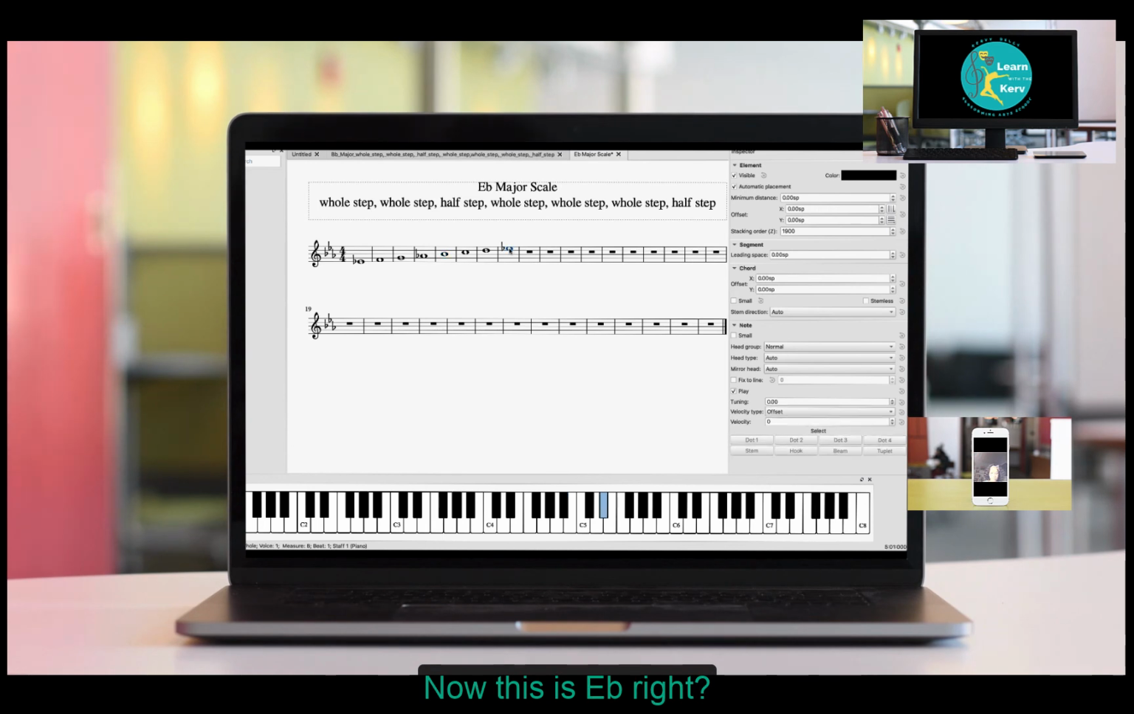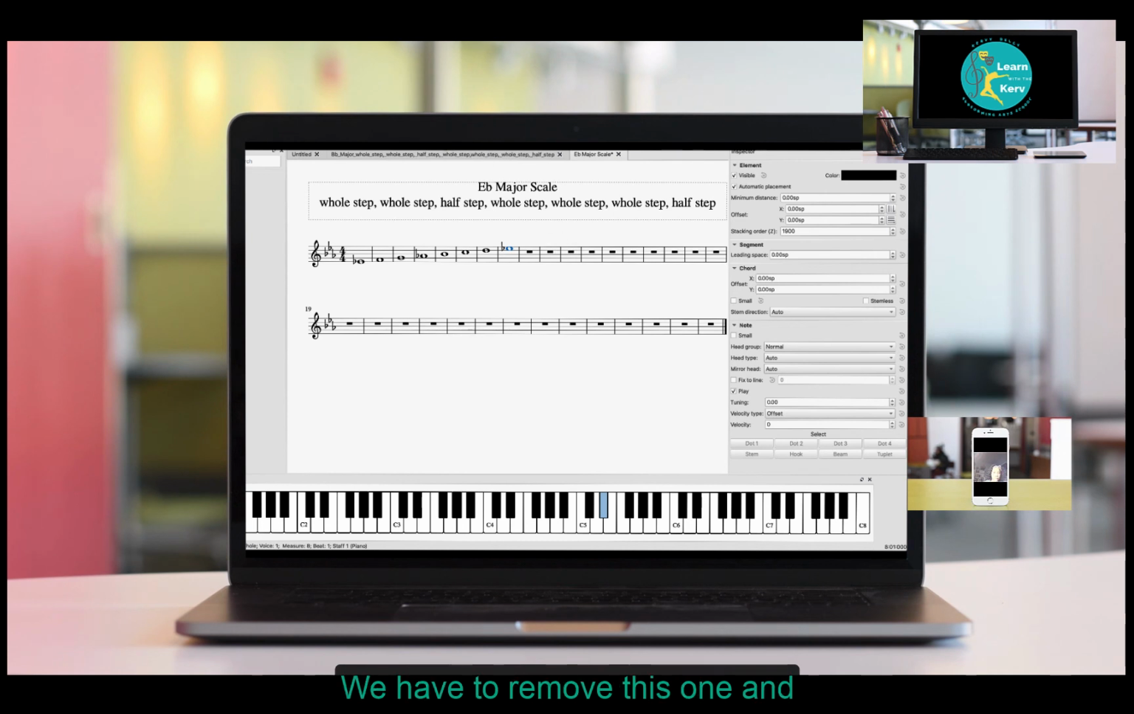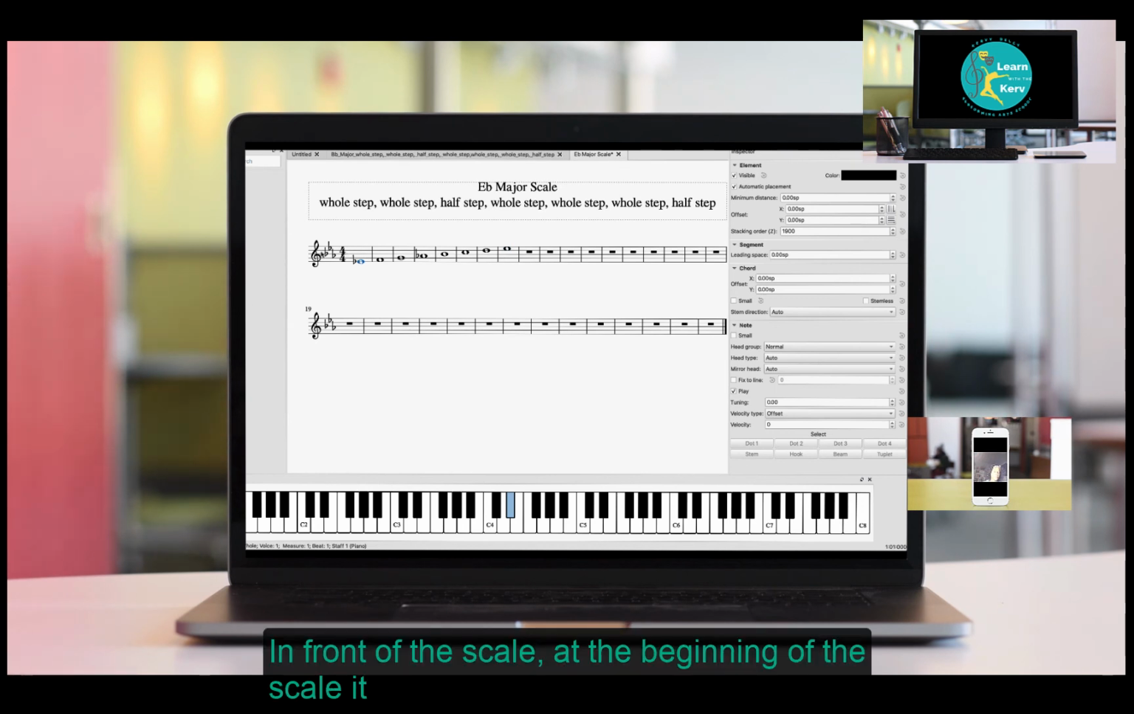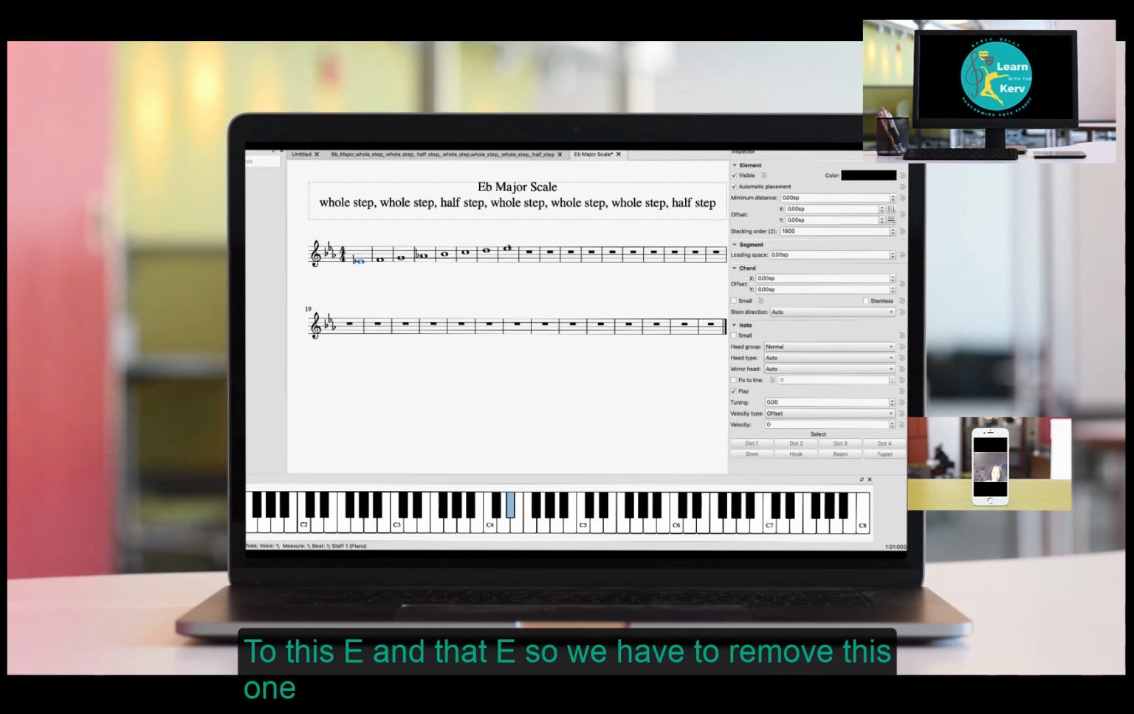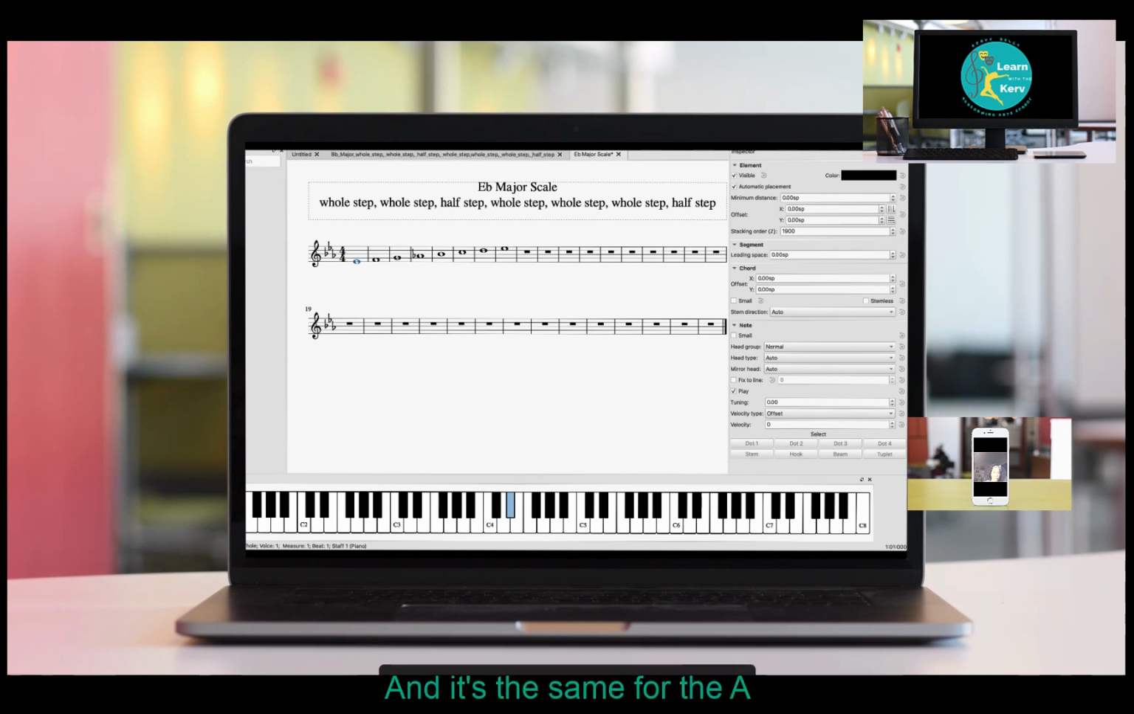Now this is E flat, right? And this space is E. So we have a flat here, so we have to remove this one, and this is E as well. Once you put one flat in front of the scale at the beginning of the scale, it applies to all of the notes with that name, meaning the E applies to this E and that E. So we have to remove this one, and it's the same for the A. This is the A flat, this is the flat.